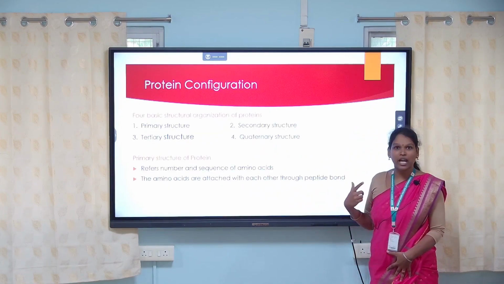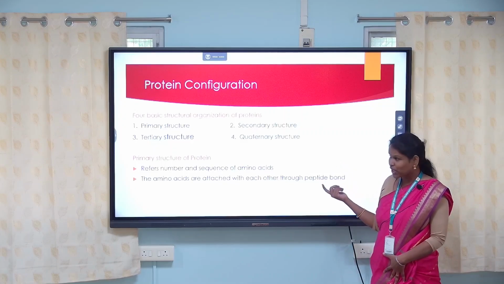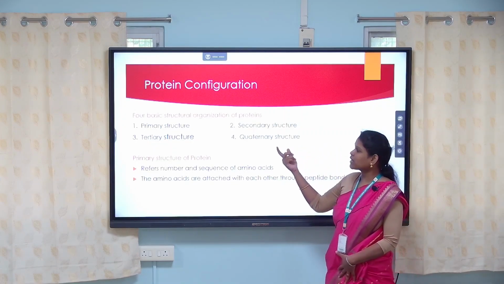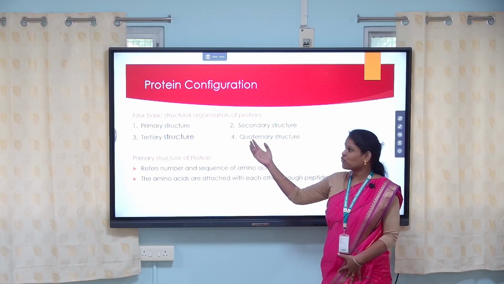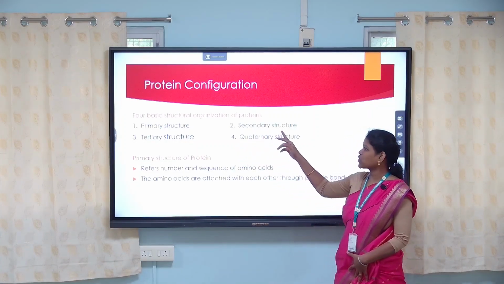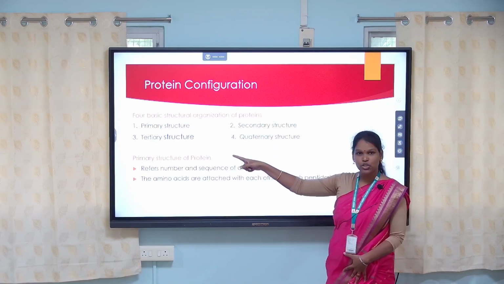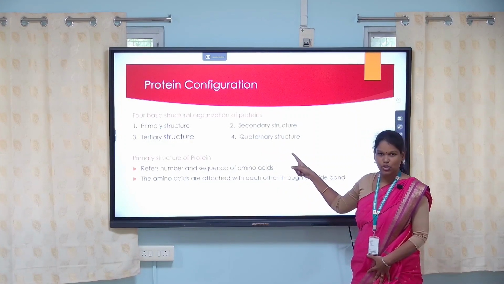Coming to the different types of protein configurations. Protein is basically a structural organization, and it is categorized into 4 types. The first one is the primary structure, then the secondary structure of protein, the tertiary structure of protein, and the quaternary structure of proteins.